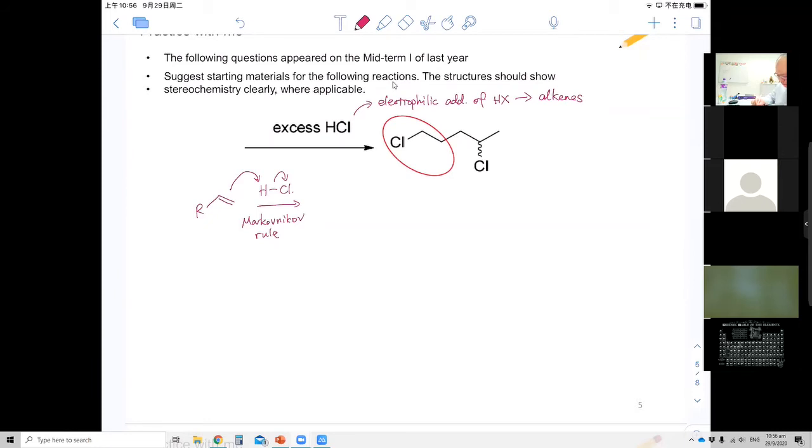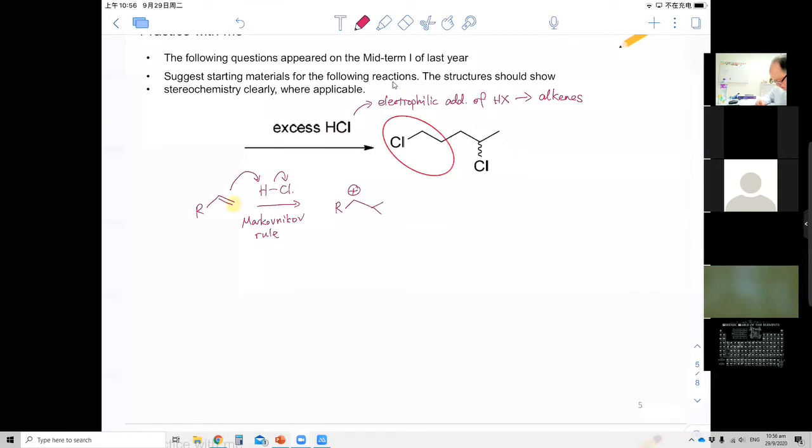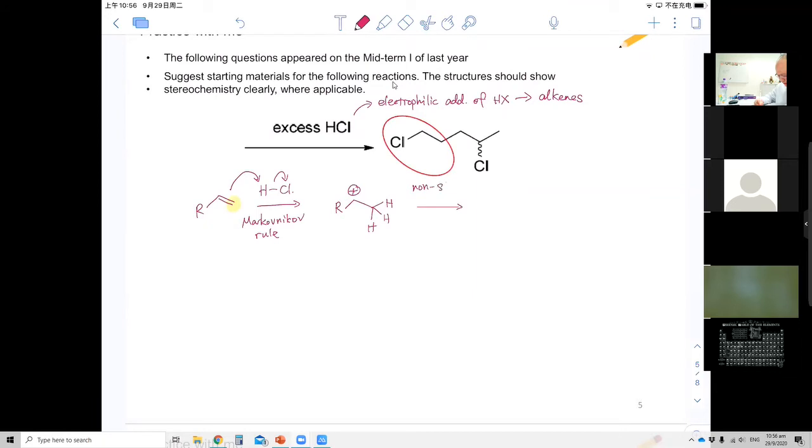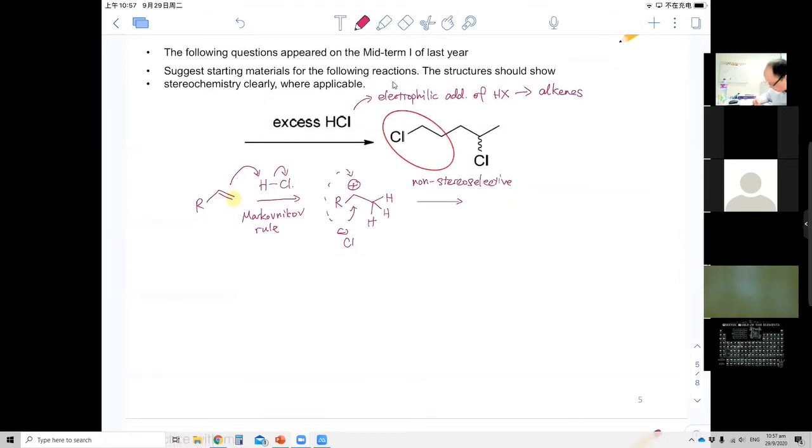This means the H goes to the carbon with more H, which is here. Then you generate a carbocation, with 3 H here. Because the carbocation is a planar structure, it is non-stereoselective, which means the chloride can attack on the bottom face or the upper face. So in the product, here are 3 H, and the carbon-chloride bond is non-stereoselective. If you keep these in mind, it's quite easy to figure out this part.